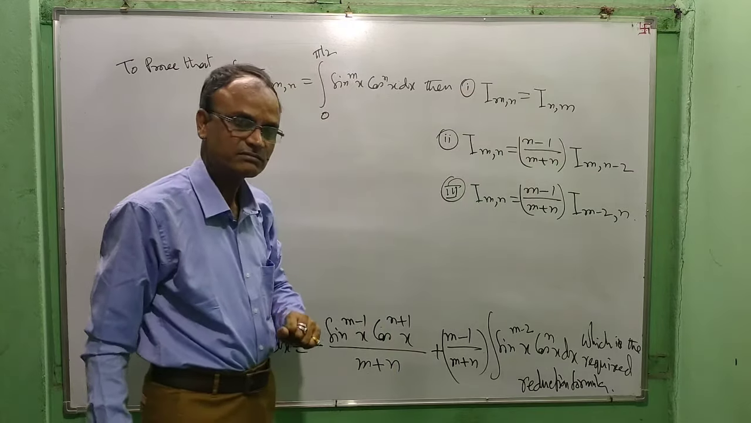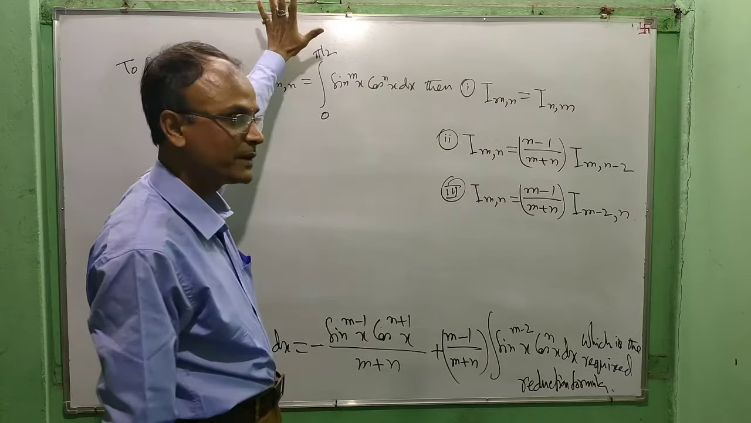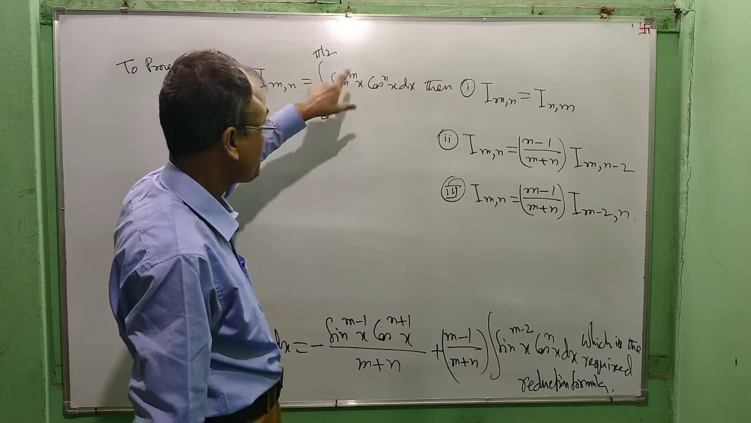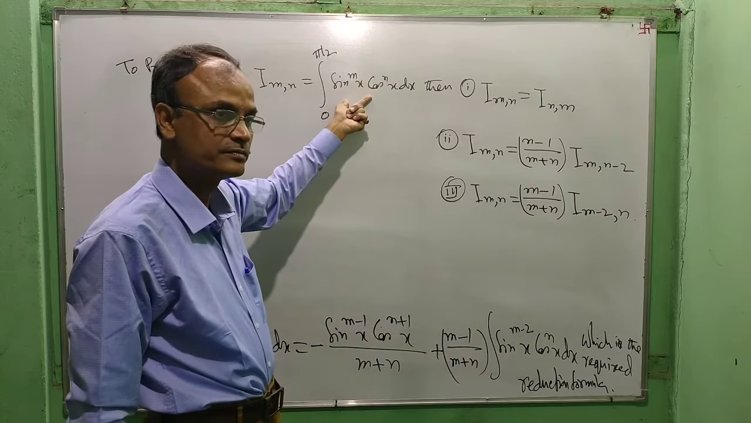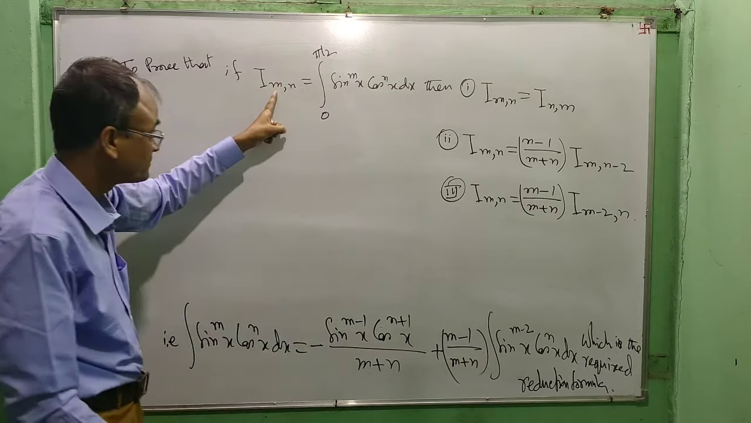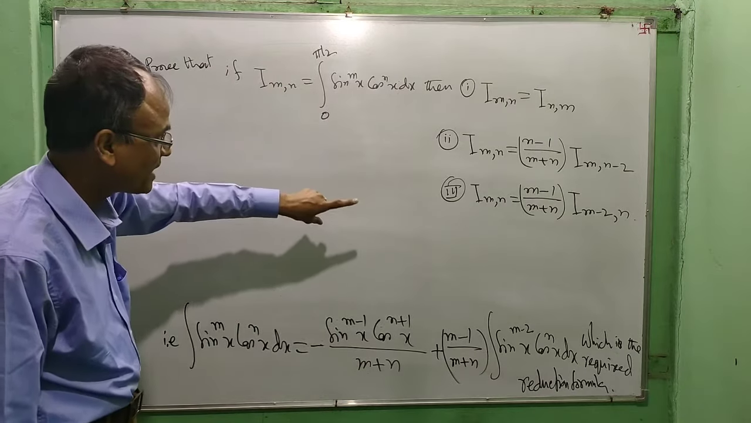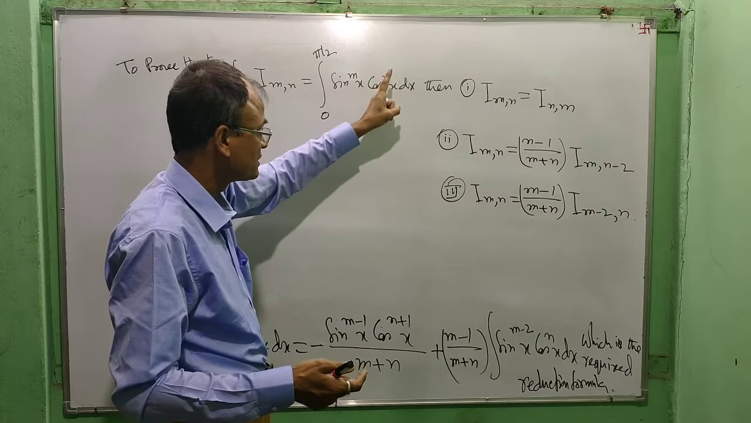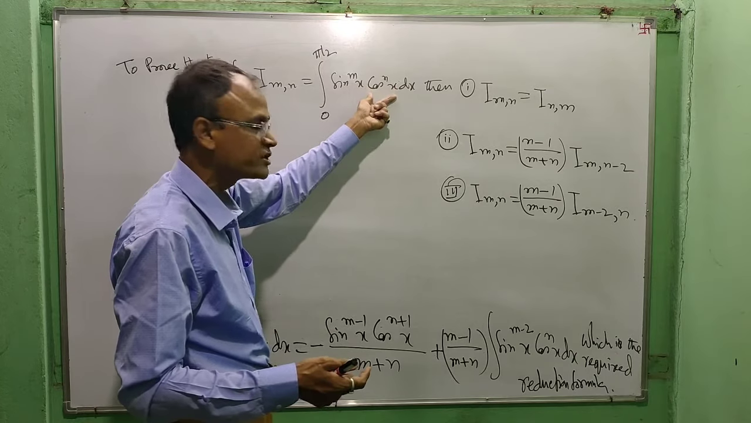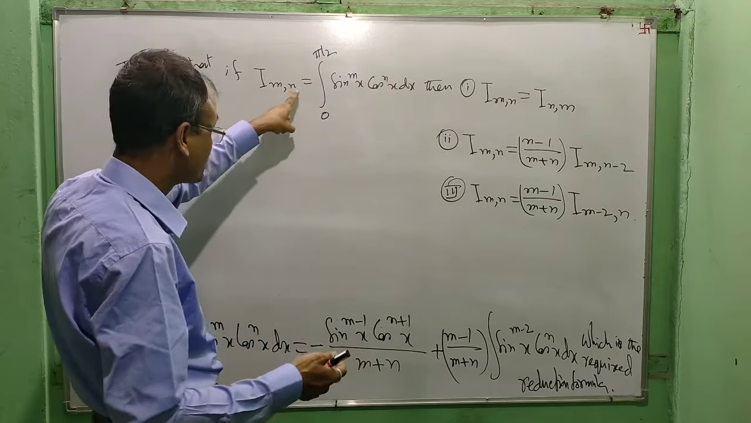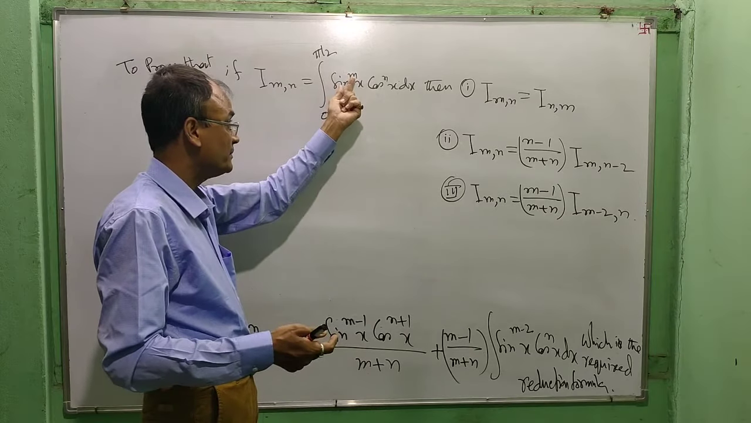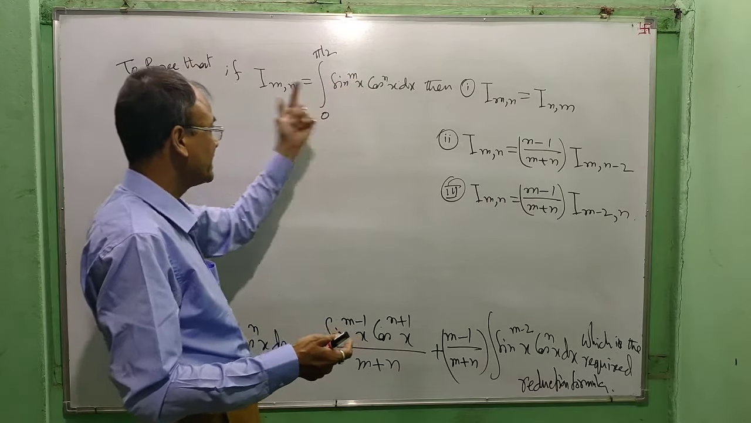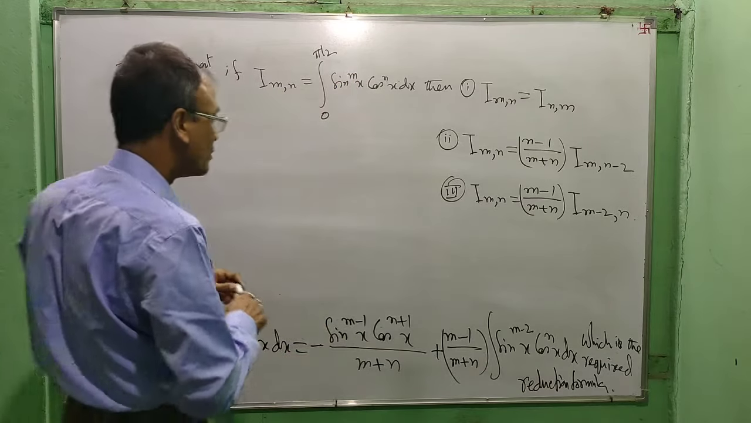What is I m n? Integration 0 to pi by 2, sin x whole to the power m, cos x whole to the power n. The power of sin x will be written first, after the comma we shall write cos x whole to the power n, the power of cos x. In I m n, the index of sin x, m, will be written before the comma.